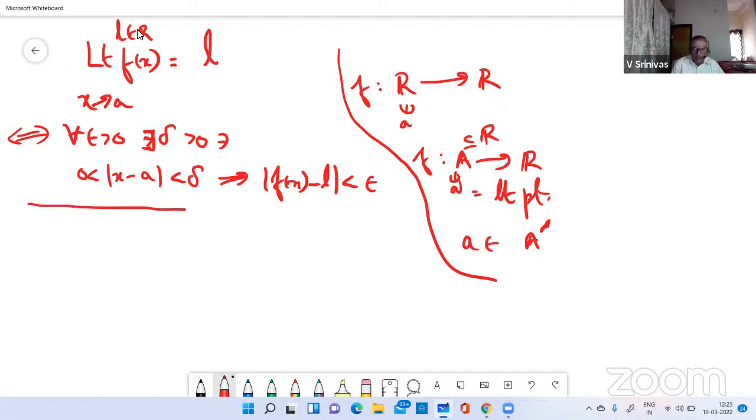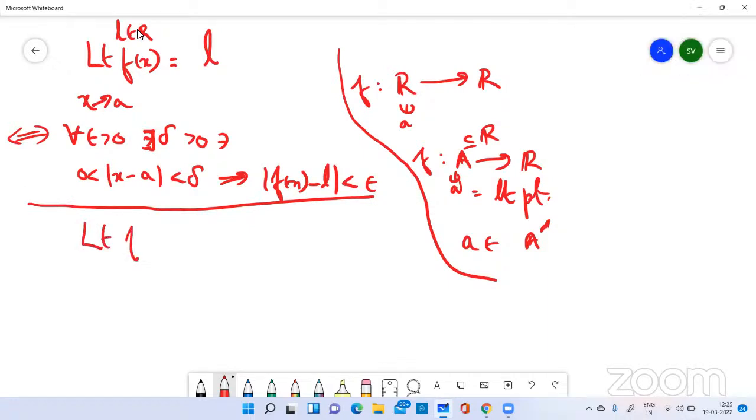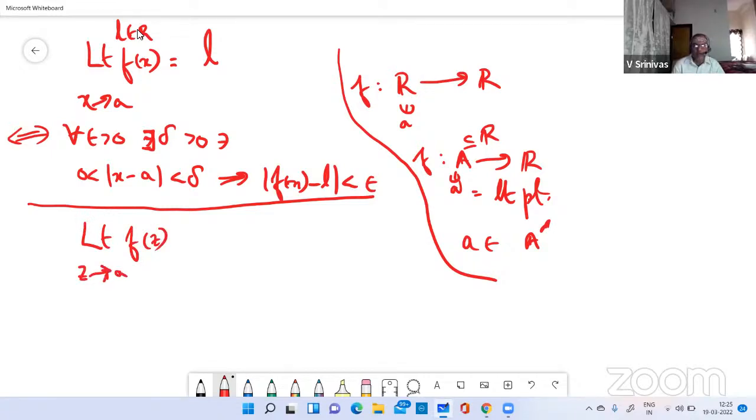Now we want to define a complex valued function of a complex variable. For that, we want to define the limit: limit f of z as z goes to a. For me, here you can replace a by some z naught, so that it looks like a complex number. So z naught is a fixed complex number. It is a fixed complex number. So I want to define this.